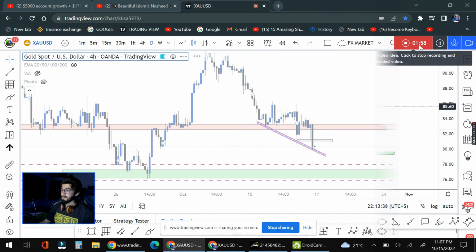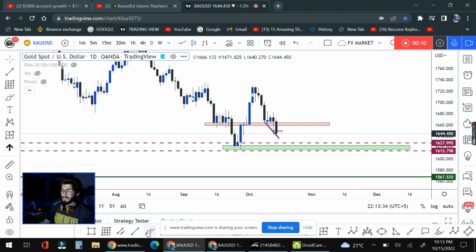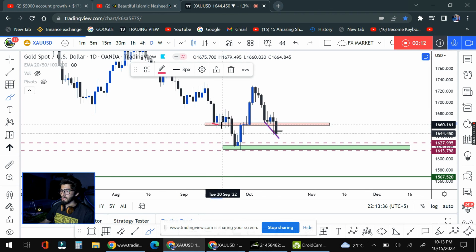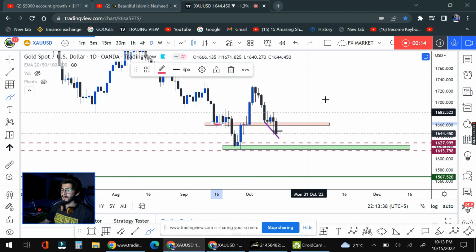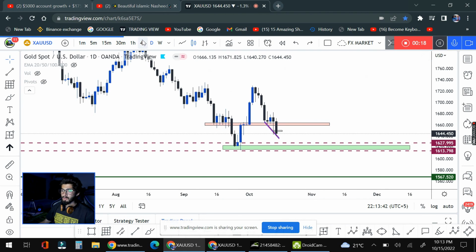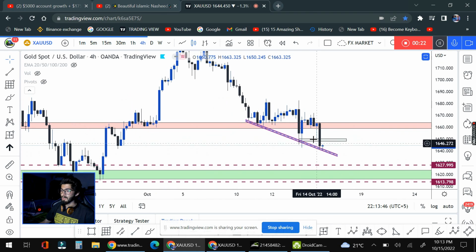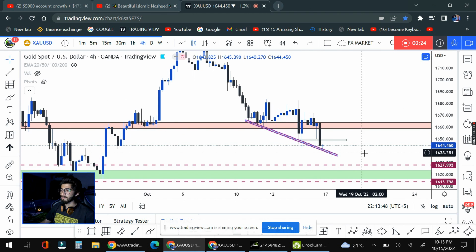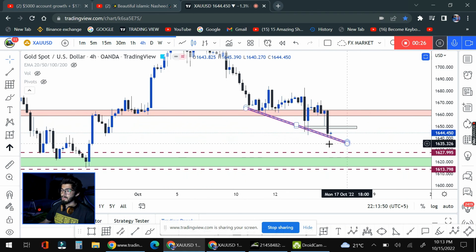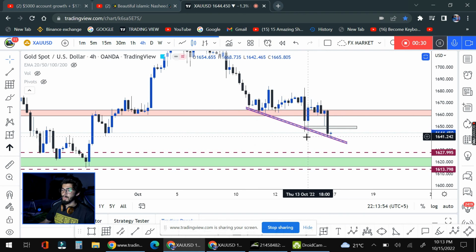If we go to the daily time frame, you can see that price was in a clear downtrend market. Price broke this support area, which is 1660 level, on the Friday New York session. So if we go to the shorter time frame on the 4 hour, you can see that price broke with a clear bearish candle with a very strong momentum candle, and we have this trend line support area, and price was testing this support area.